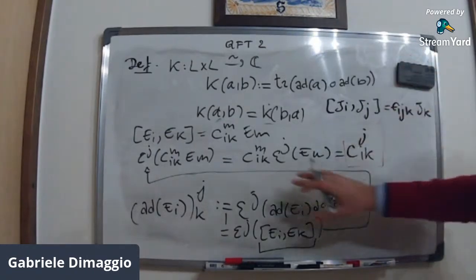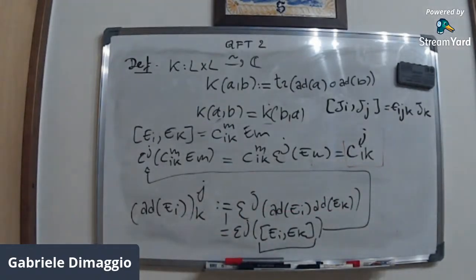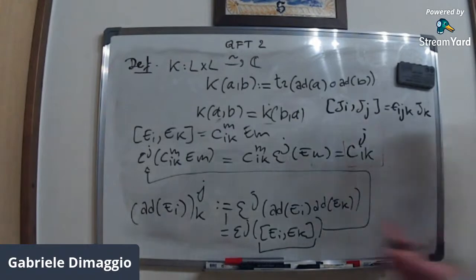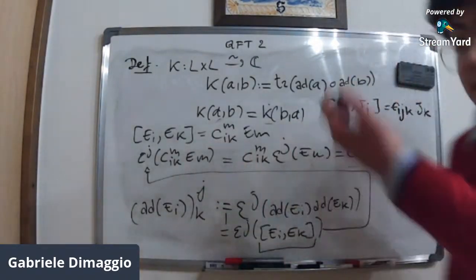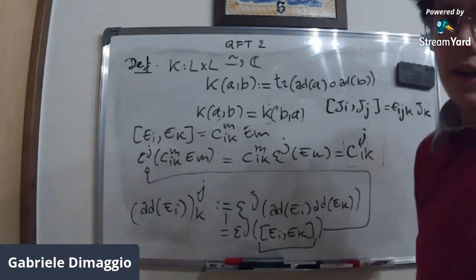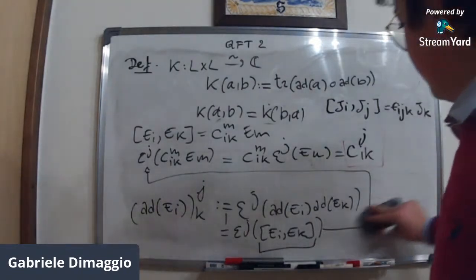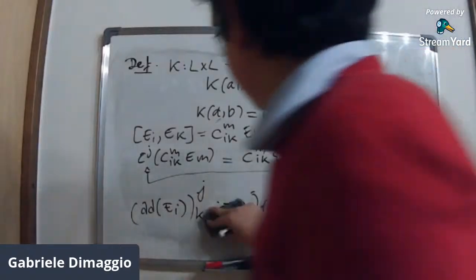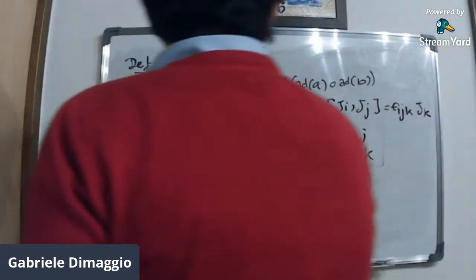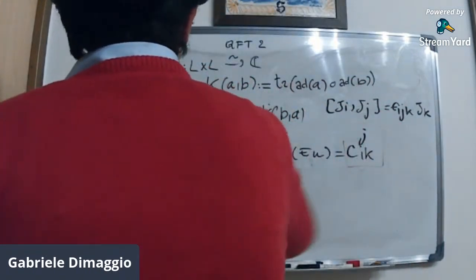Now this is the way to calculate the components of the adjoint map, and now we can calculate the components of a Killing form K. Sorry, how to calculate the components of the Killing form. I have to calculate these.